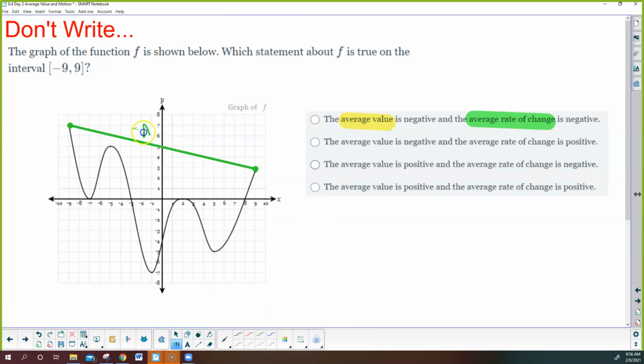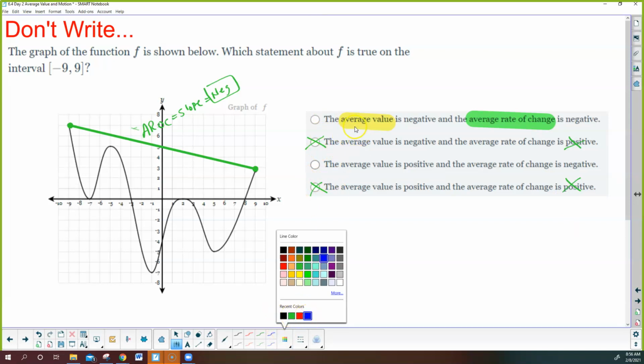Let's try this. Your average rate of change is slope. And we don't need to calculate it. You could calculate it if you want, but we just need to know, is it positive or negative? Well, this is a decreasing slope, so that's negative. So right away, I know it can't be this one because the average rate of change is now positive. Same thing here. So that's a 50-50 shot now.